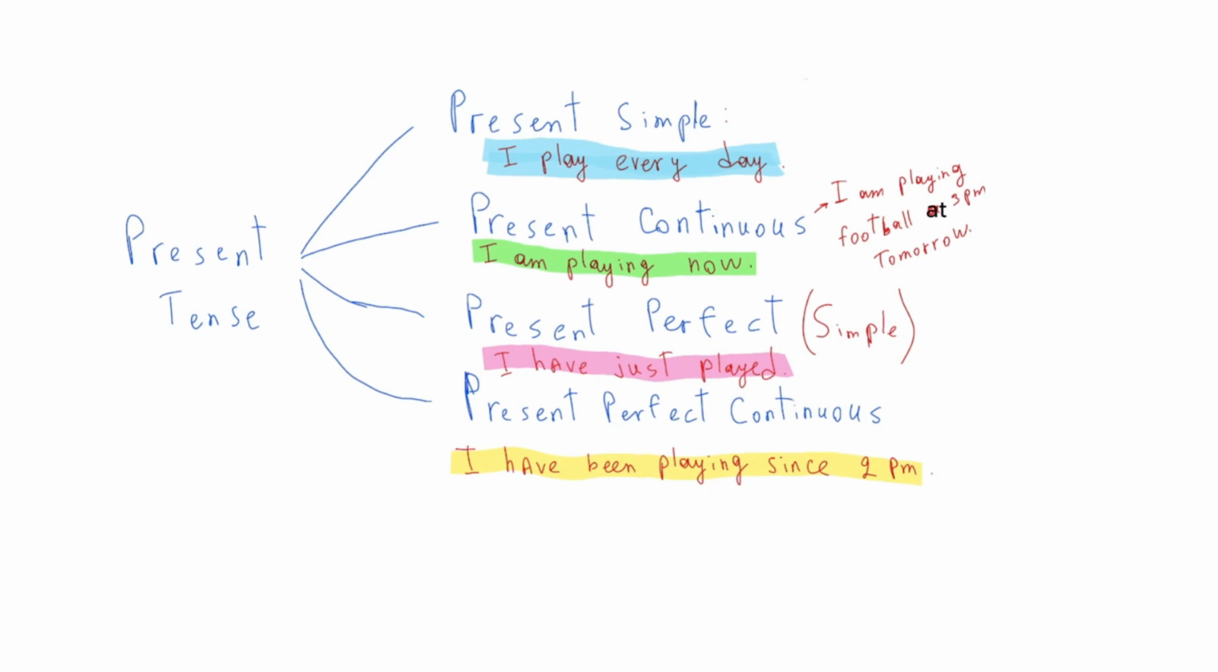Something happens in the past in a very recent way, and it still has an effect on the present time. So I have just played. Maybe I'm sweating. You know, I've played football and I can see that I'm sweating. So that means I have just played. That's the present perfect.